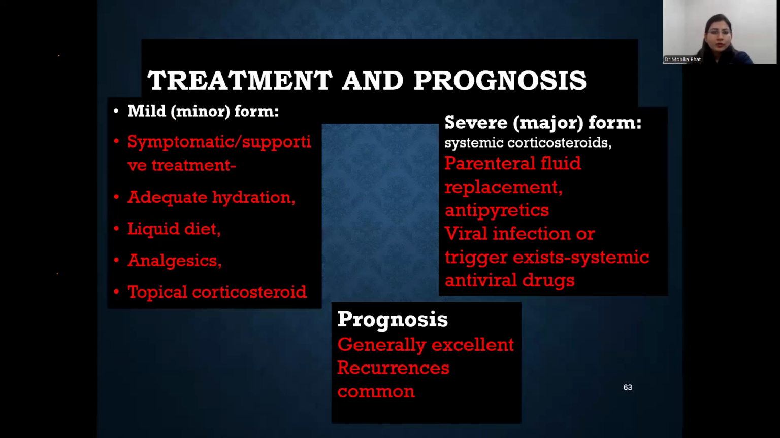Then the treatment and the prognosis. In the mild cases, we can go for the systemic or the supportive treatment: educate, hydration, liquid diet, analgesics, and steroids as topical only.